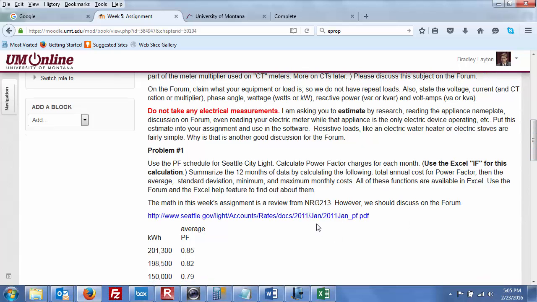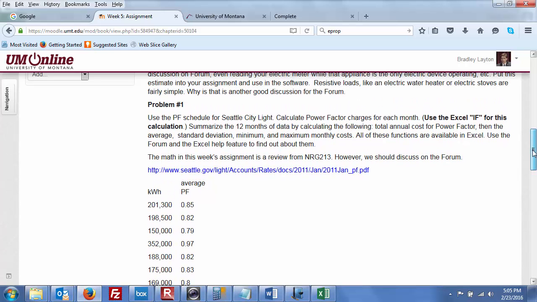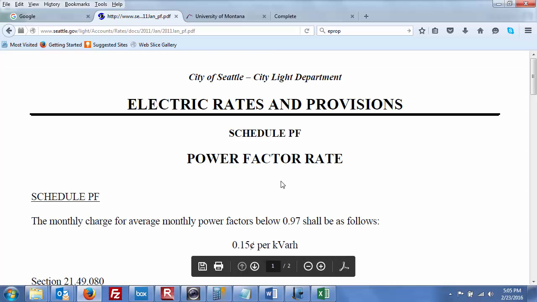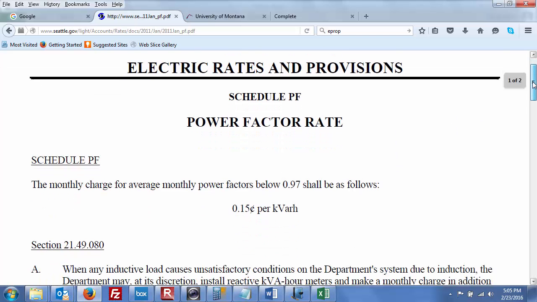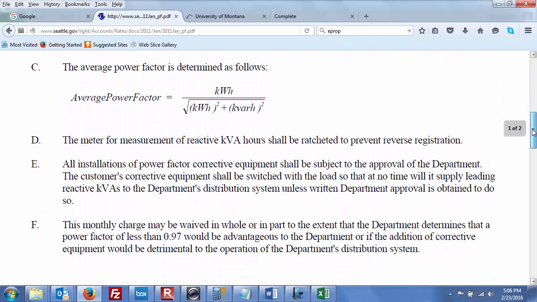There's this link right here. Is this it? Okay, all right. Use the power factor schedule for Seattle City Light. Calculate power factor changes for each month. Use the if statement. I think that's the data we just did. Yeah, there it is, it's below 0.97. Okay. If it's less than that, then. Yeah, so we just went over that. Cool.